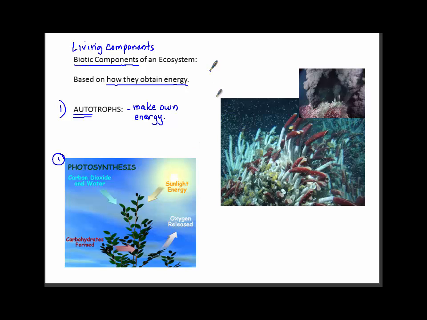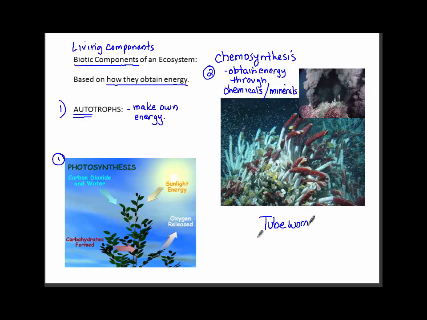The second type of autotroph obtains energy through chemosynthesis. Not photosynthesis, but chemosynthesis. They obtain their energy through chemicals or minerals. I have an example here, what's called a tube worm. These tube worms are an example of what's called an extremophile. These extremophiles live in extreme environments, extreme ecosystems, and they use chemosynthesis to obtain energy.